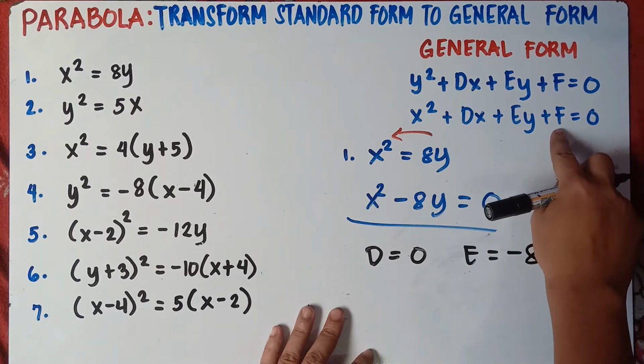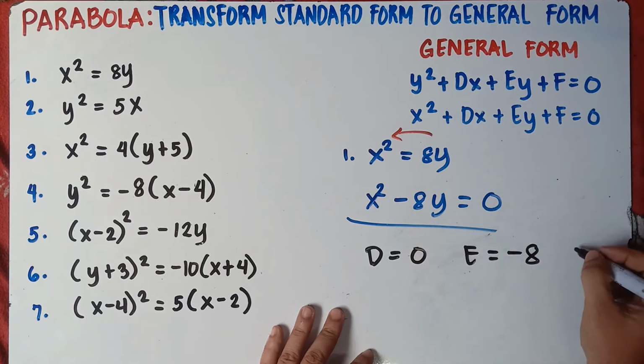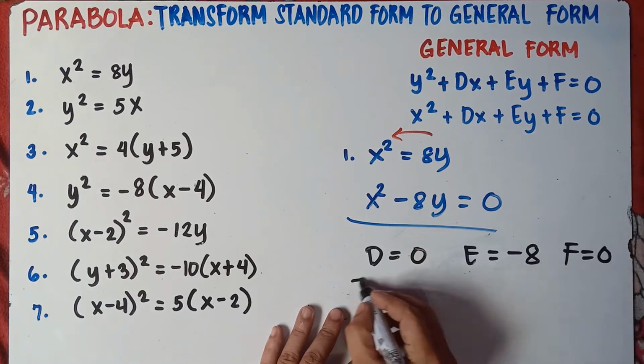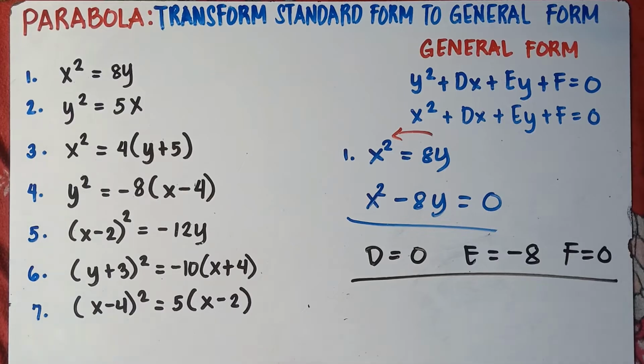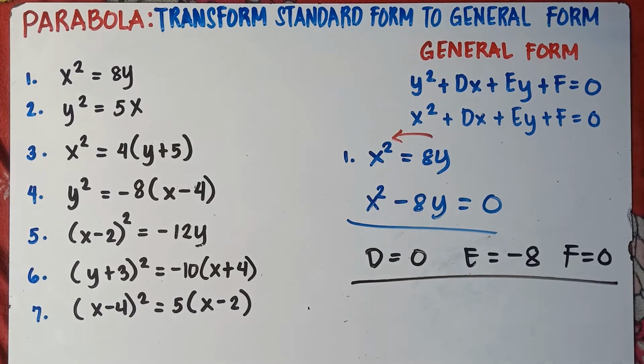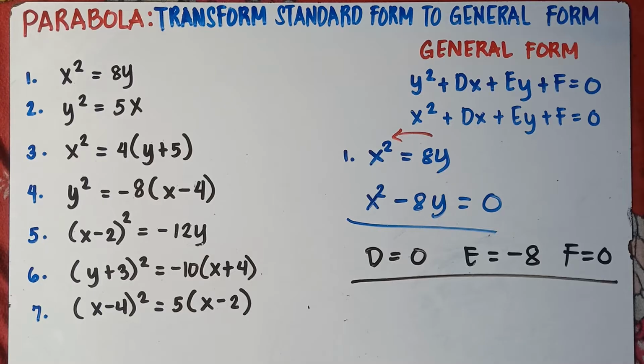And our F is the constant class. F here is the constant, a number alone. We don't have a number alone. So our F is 0. So I hope it's clear for you class how to find the D, E, and F. That's the answer for number 1 class. All set for number 1. Easy, right? For number 1.